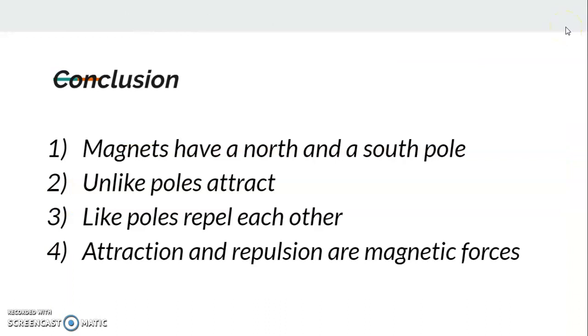Conclusion. الاستنتاج. What can you conclude from this lesson 5.8? Magnets have a north and a south pole. المغانط إلها قطبين. القطب الشمالي والجنوبي. Unlike poles attract. Unlike, what did we say unlike means? Unlike. مختلفة. Attract. تتجاذب. Like poles. متشابهة. Repel each other. بيتنافروا. بيبتعدوا عن بعضهم البعض.